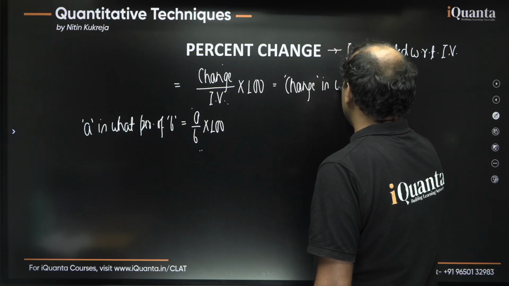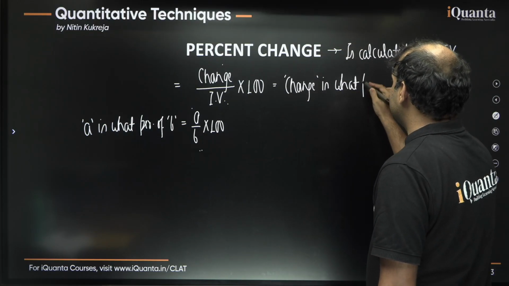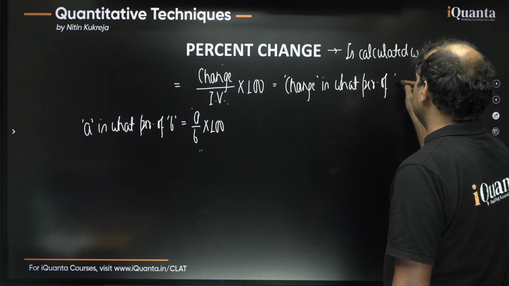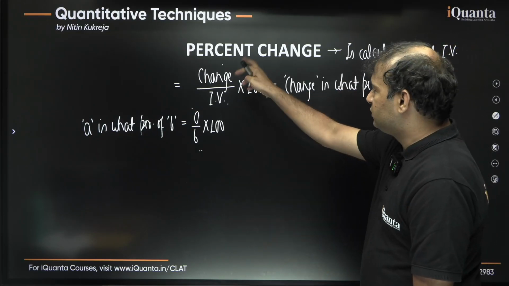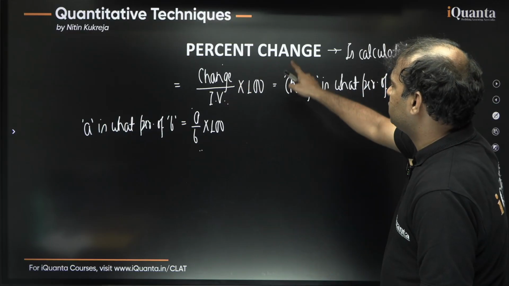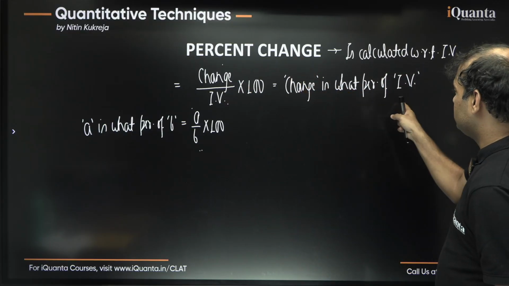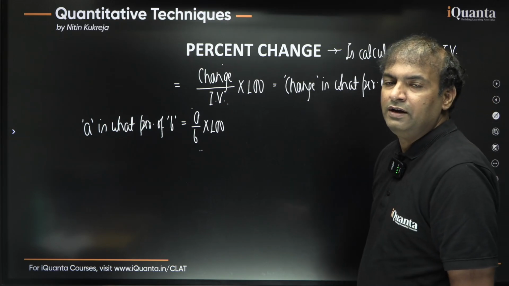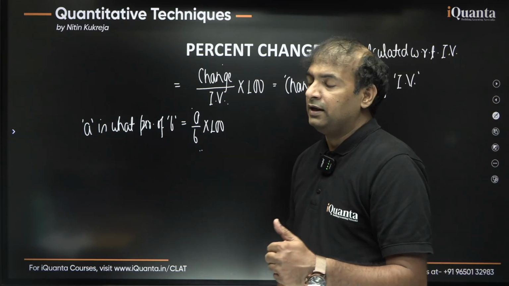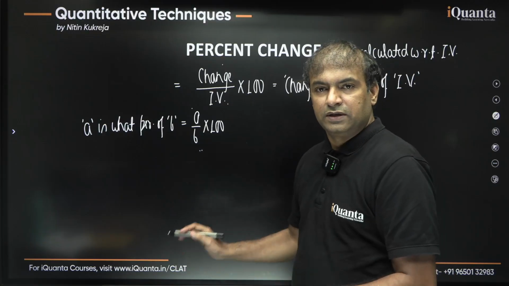So in all we can say that percentage change can also be written in this way, that change is what percentage of initial value. Either you use this formula, or we can also say percentage change is nothing but change is what percentage of initial value. That can be helpful, especially when there is a lot of calculation in any problem. Alright, now we'll do some example to understand this more.